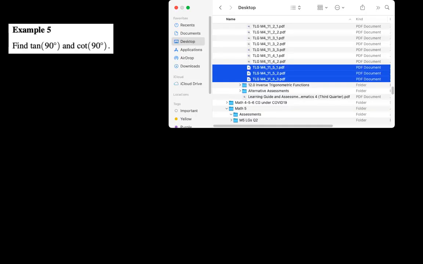Okay. Now, let's evaluate. This is the most important part. These are the problems that will come out in the exam. Okay, so now how do we solve this? How do we find tangent theta? So let's start with letter A. Tangent 90 degrees. Okay. So what is tangent 90 degrees?